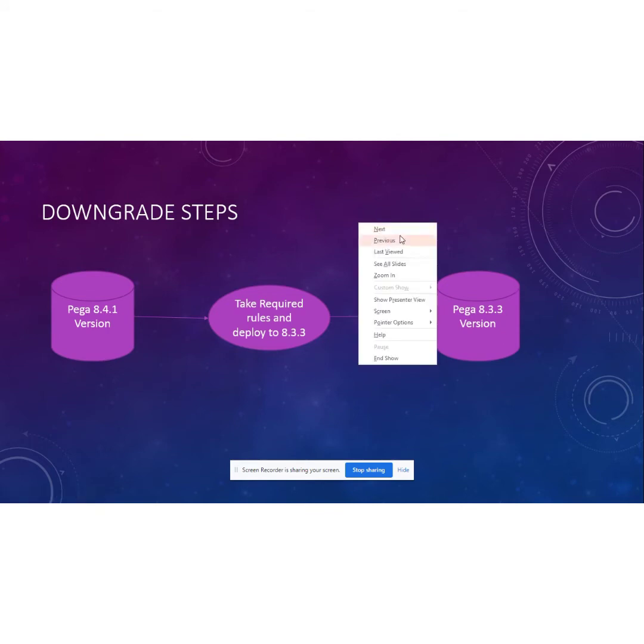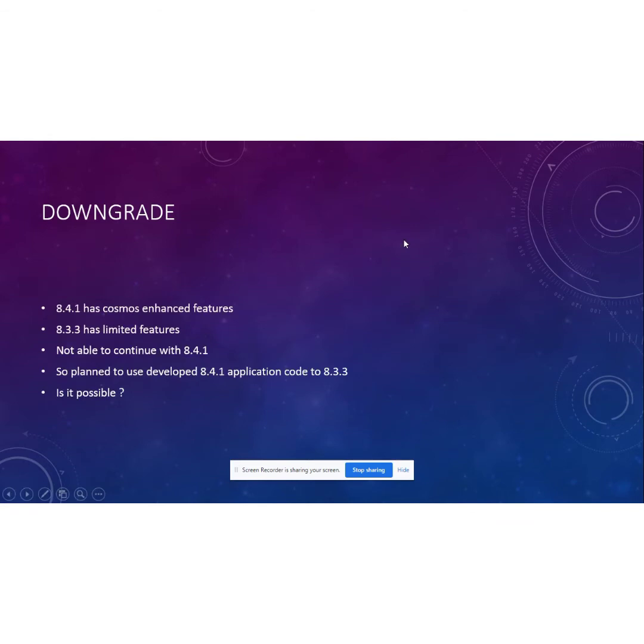Now we are going back to downgrade. In our scenario, 8.41 has Cosmos enhanced features. 8.33 also has Cosmos, but with limited features. As I said before, we were not able to continue with 8.41, so we planned to move the 8.41 application code to the 8.33 version.